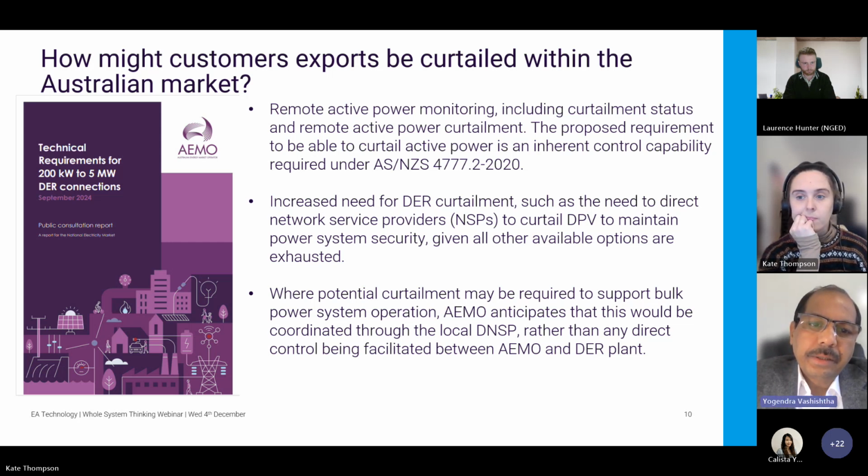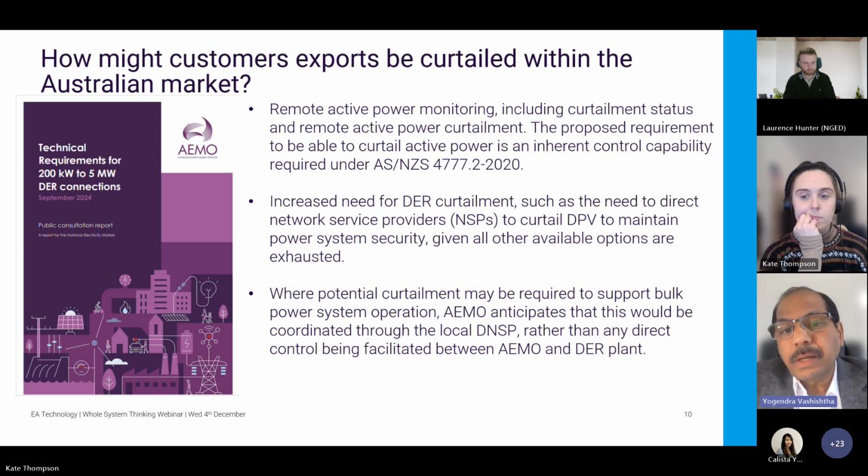And the curtailment is the distributed PV. Here we are talking DER means, at the moment, distributed PV. And to maintain the power system security, if all the options are exhausted, then curtailment will be the last measure. So, we are discussing why it is required.